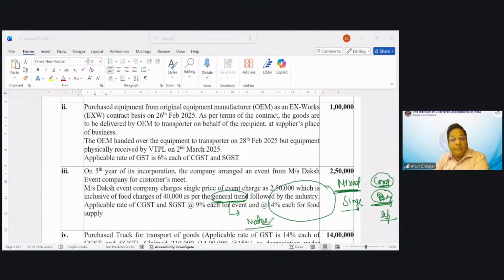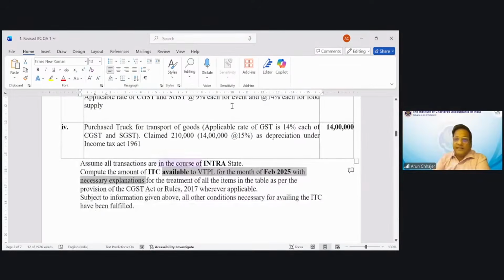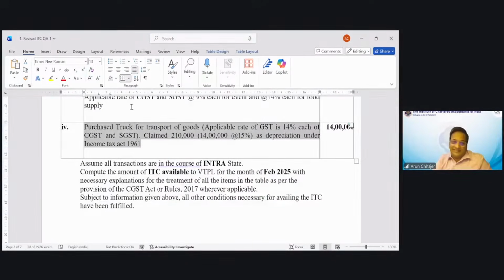And in composite supply, what rate of tax is applied? The tax rate which is applicable on the principal supply. I am giving food along with the event. What is the principal supply? Tell me. The principal supply is event, and therefore it is chargeable to 9%. Okay. Last case, and then give me the reasoning.